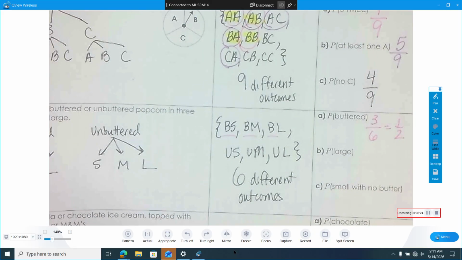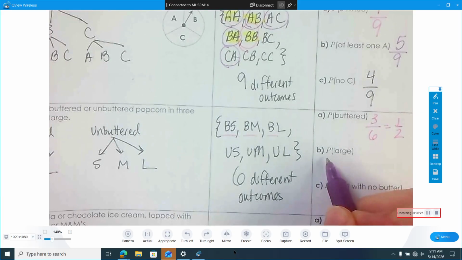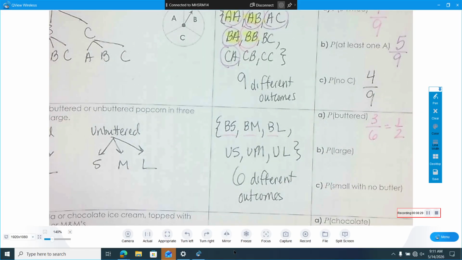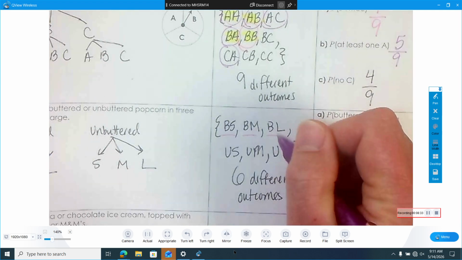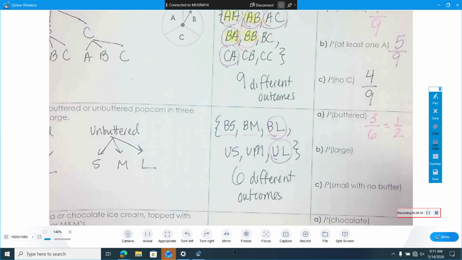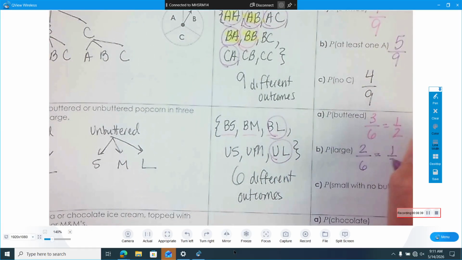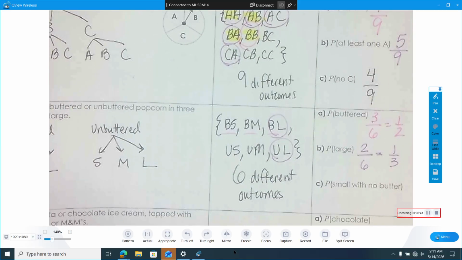Okay. What about the probability of choosing a large one? How'd you get 1/3? 2 out of 6. Yeah, here's a large, there's a large. We got 2 larges out of 6 options, which does reduce to 1/3.